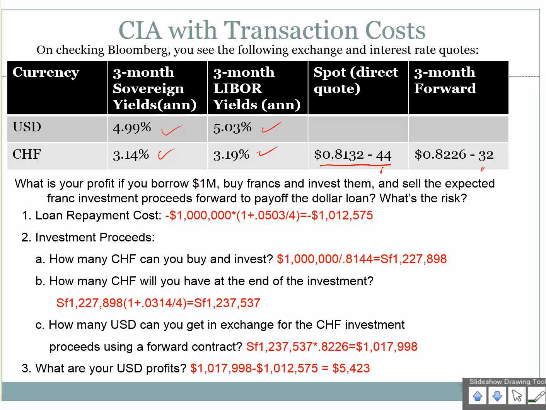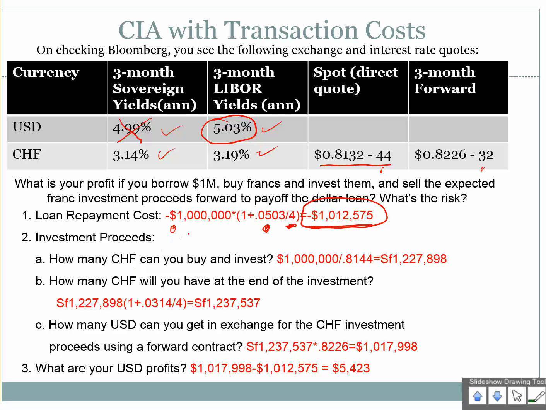So what is your profit from borrowing $1 million, buying francs, investing them, and selling the expected franc investment forward to pay off the dollar loan? If I borrow $1 million, I'm going to pay back 5.3%. I can't borrow at treasury rates, so I'm going to borrow at LIBOR rates. So I'm going to pay back $1,012,000. Notice I had to divide by 4 to get a quarterly interest. So that's the cost of my loan.